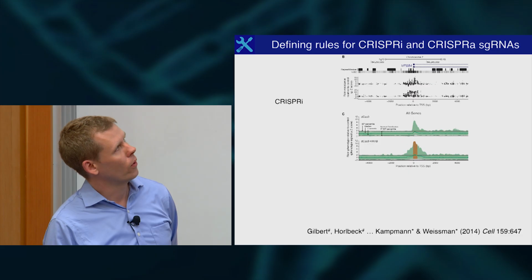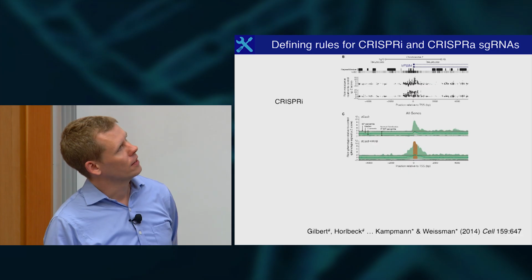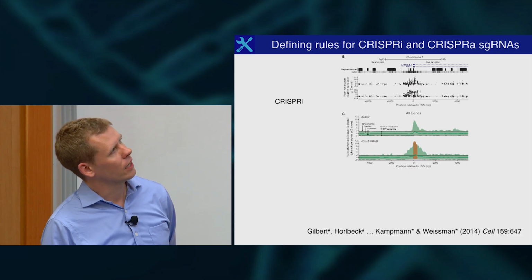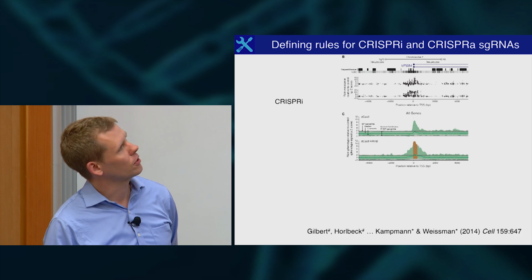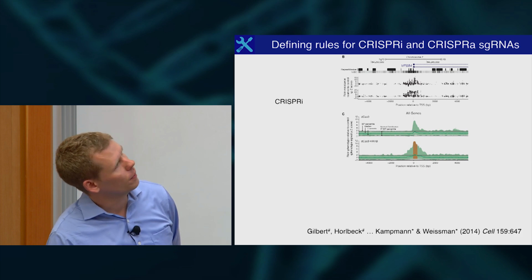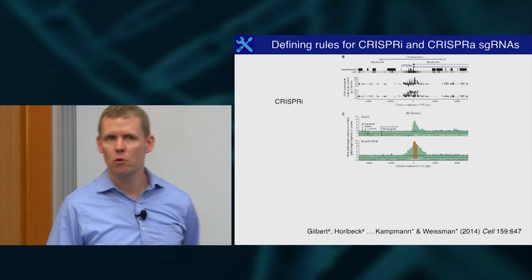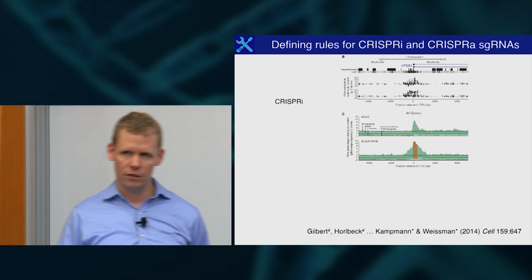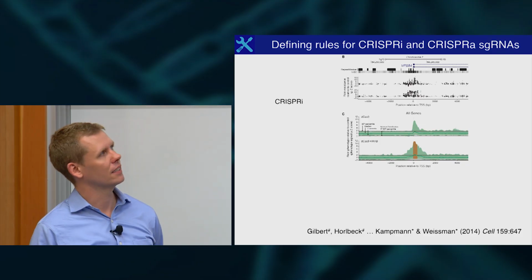This is shown raw data for one specific gene, VPS54, and we can now look at all the genes that were targeted in this pilot library and average the data, again centering everything to the annotated transcription start site. And what you can see for CRISPRi is that there's actually a very narrow window just downstream of the transcription start site where you get maximal activity.